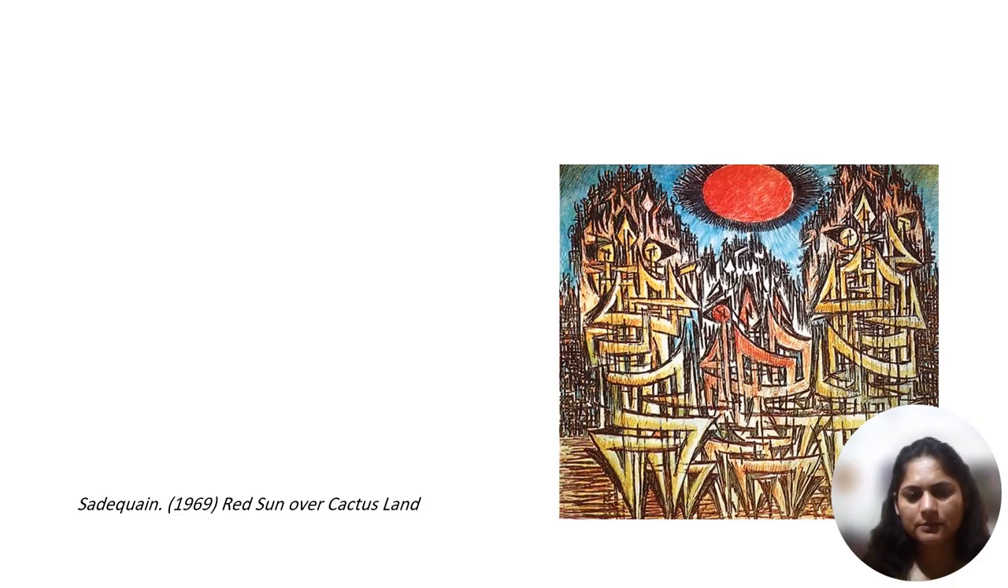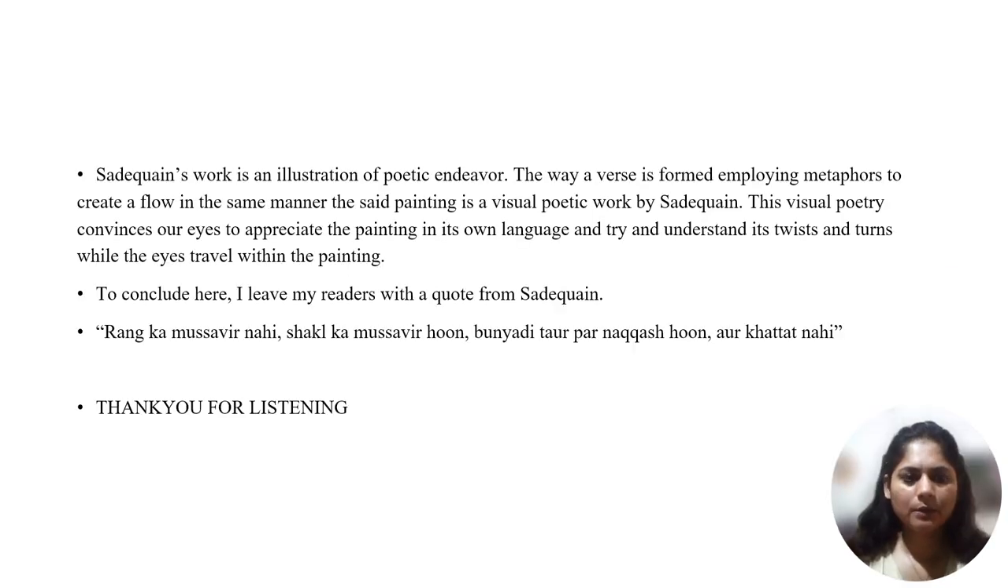This is the image of the painting Red Sun Over Cactus Land, and you can see the elements are turning into shapes, and shapes are turning into forms in a particular way. So now I'm concluding my presentation here.